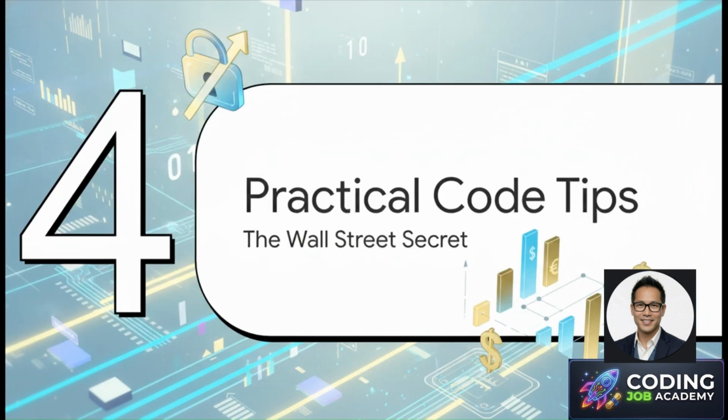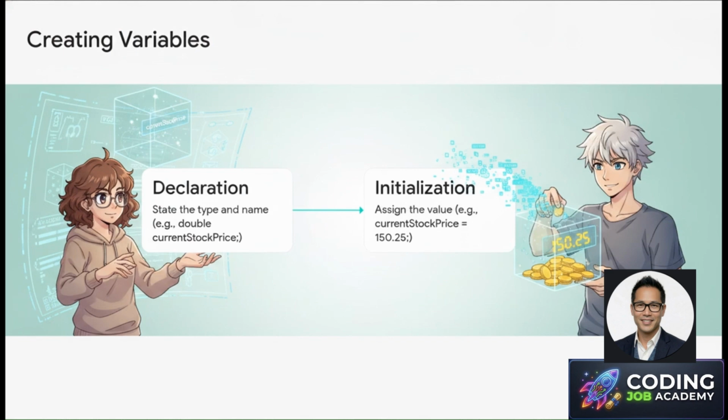Finally, Section 4, Practical Coding and Enterprise Tips. Let's uncover that Wall Street secret. Knowing the theory is one thing, but I have to make sure you're writing Java code that will actually pass a rigorous enterprise code review on Wall Street.